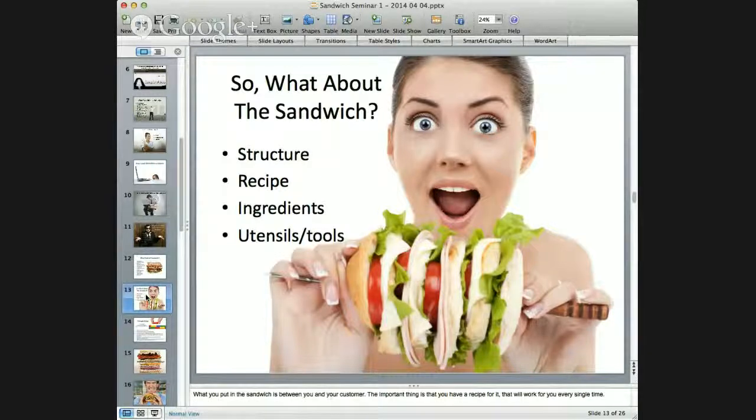So what about the sandwich? What does the sandwich have? Well, it's got structure, it's got recipes, it's got ingredients, it has utensils and tools, and it's got everything that you need to make this sandwich delicious. So make it delicious for your customer. Put in what it is that you want. And again, does it have a structure? Does it have a recipe? What ingredients are you using? And you know what? You're not going to get it right on the first try. But if you know that, hey, I've got to make a sandwich, that's what you need to continue to do, and that's your strategy. That's how you actually do it.